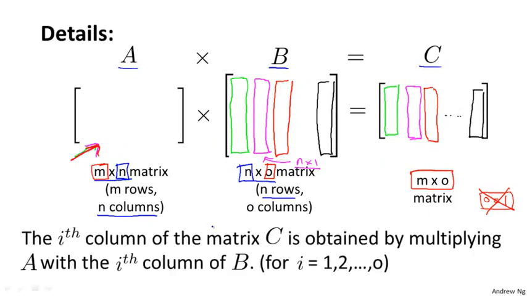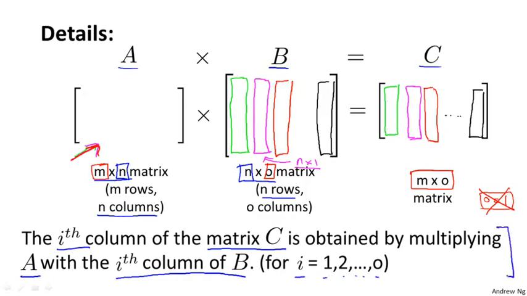Just to say that again, the ith column of the matrix C is obtained by taking the matrix A and multiplying it with the ith column of the matrix B, for values of i equals 1 up through o.